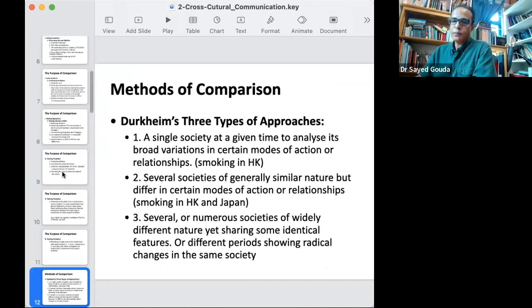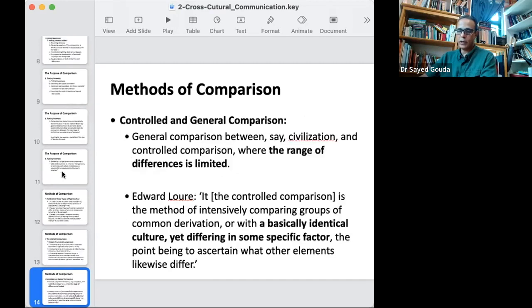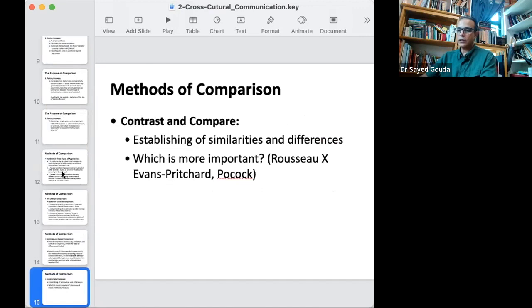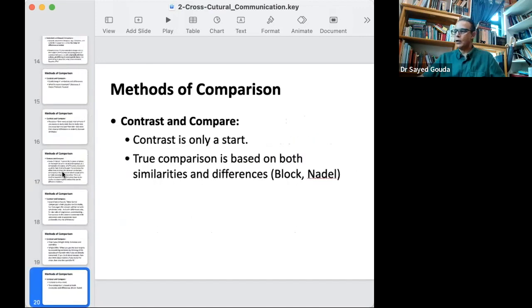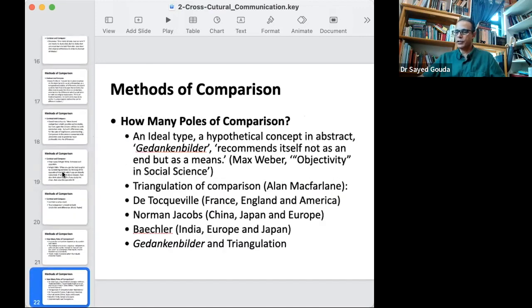I recommend this paper to you too. You can download it online. It's called To Contrast and Compare, by Alan McFarlane. You can find the PDF online. It's very interesting and not that difficult to understand. Okay, if there is no question, so maybe I should go on, all right?